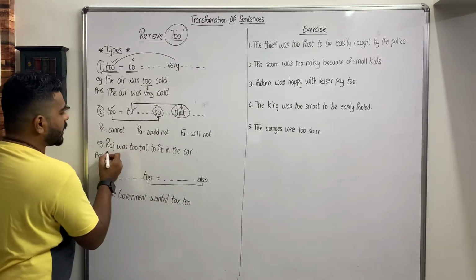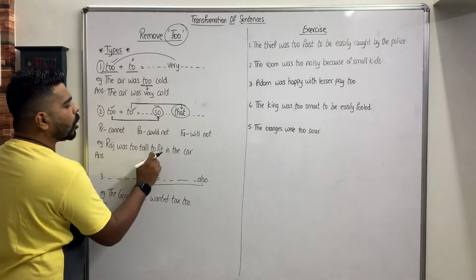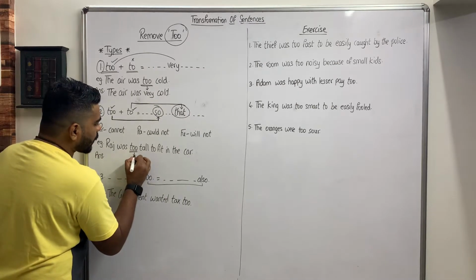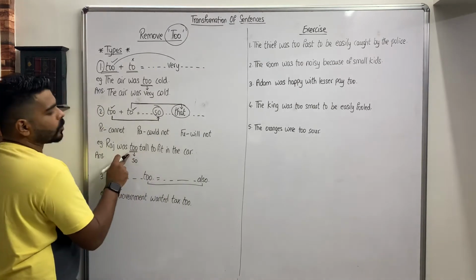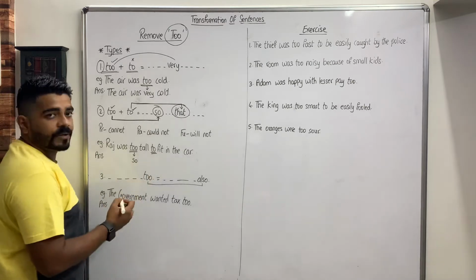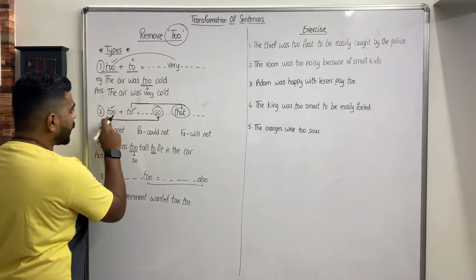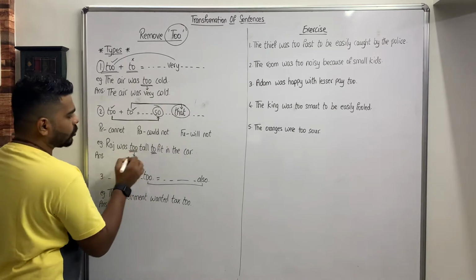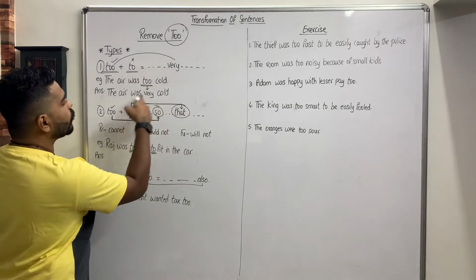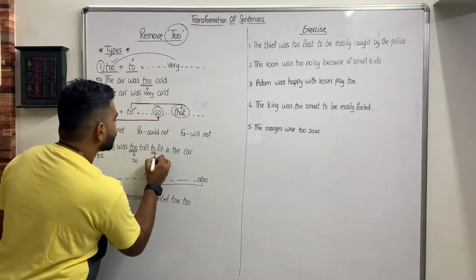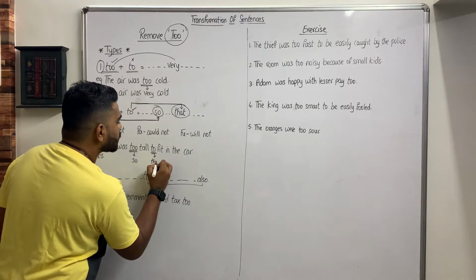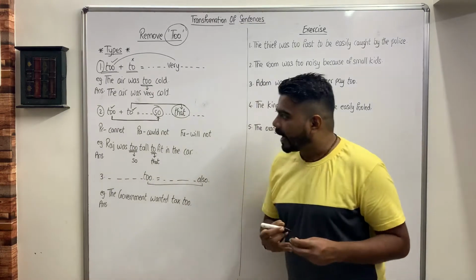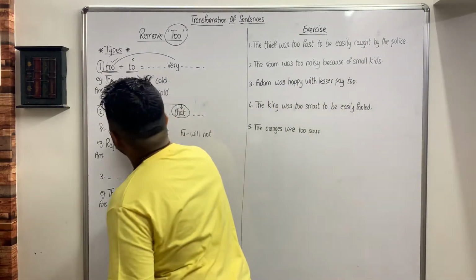So see, the sentence is Raj was too tall to fit in the car. too के जगह पे so. See, too is given, to is also given. So it is type 2. क्या करने का? Remove too, add so. too के जगह पे so. Remove to, add that. This much we have done successfully. Now, there's just one more step.